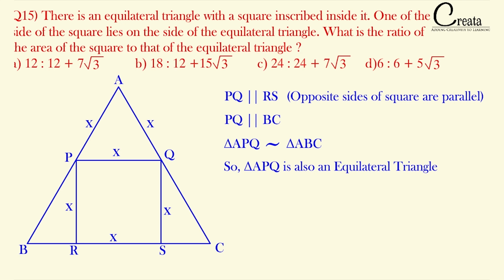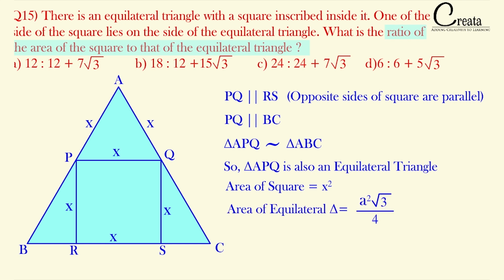Moving further, in the question we have to calculate the ratio of the area of the square to that of the area of the triangle. Area of the square is equal to x square. Now we have to calculate the area of the triangle. And we know the area of an equilateral triangle is equal to a square root 3 upon 4. So here we need to find the a, that is the side of the equilateral triangle, in terms of x, so that we can calculate the ratio.